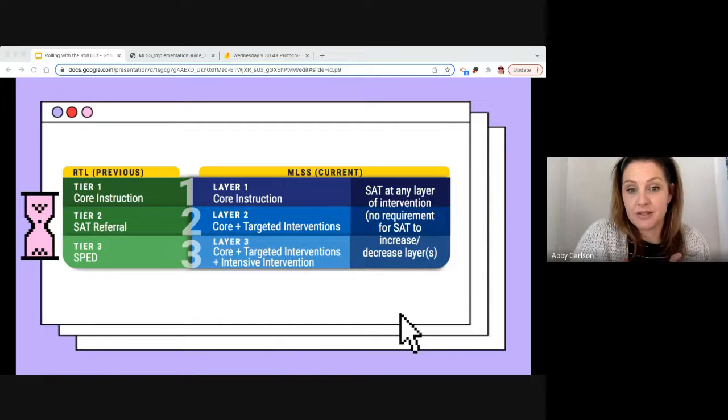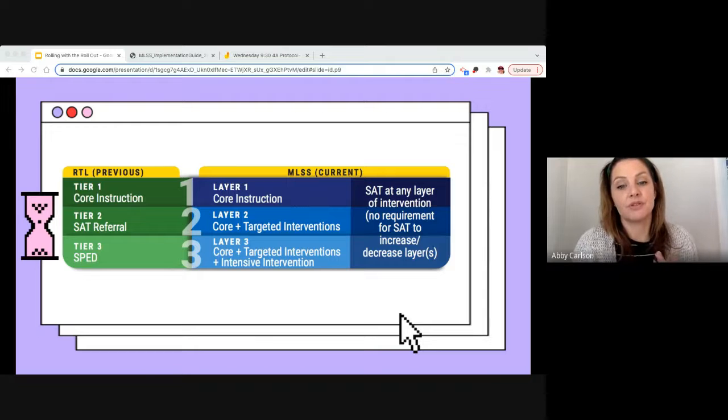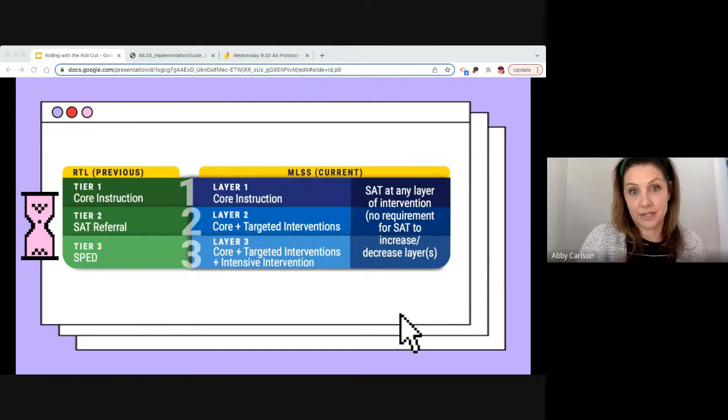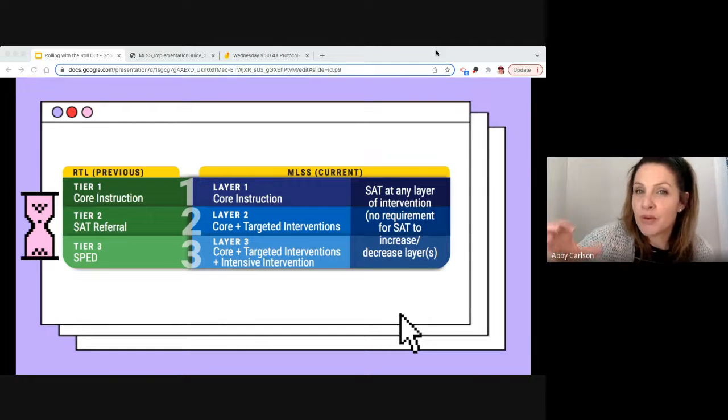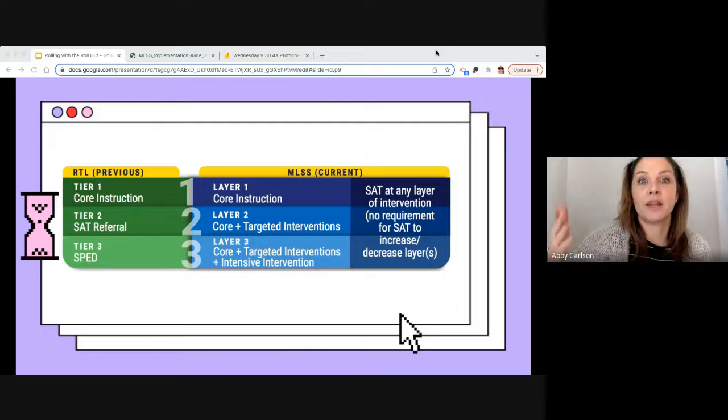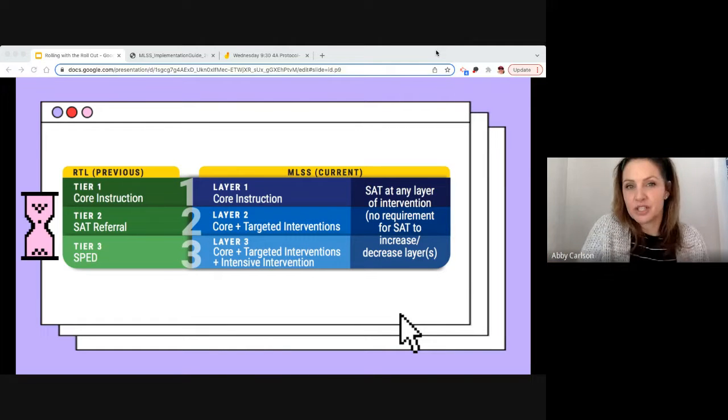In MLSS, students may be referred to SAT at any layer if the student is being considered for retention, is on an academic improvement plan, if there is a suspected disability, or if the student may meet the state definition for gifted and talented. At 11 o'clock today, there will be a specific MLSS session where we'll be talking about frequently asked questions, so you can get more information specifically about creating a plan or getting any questions you need answered.